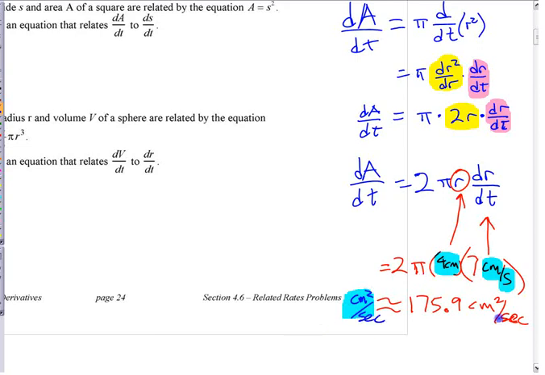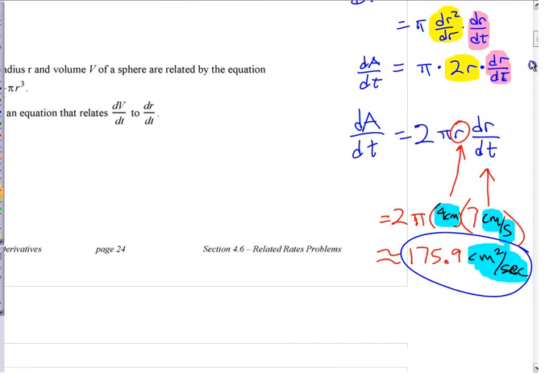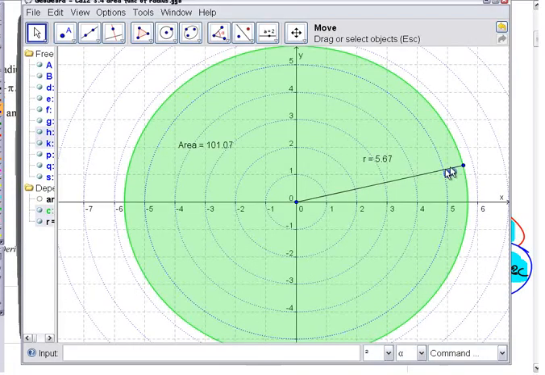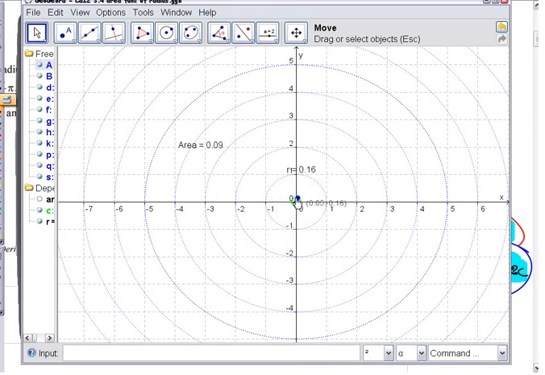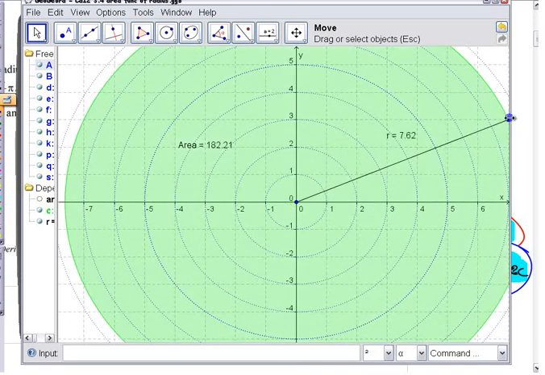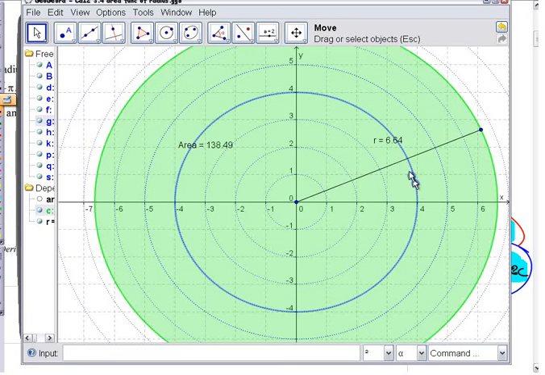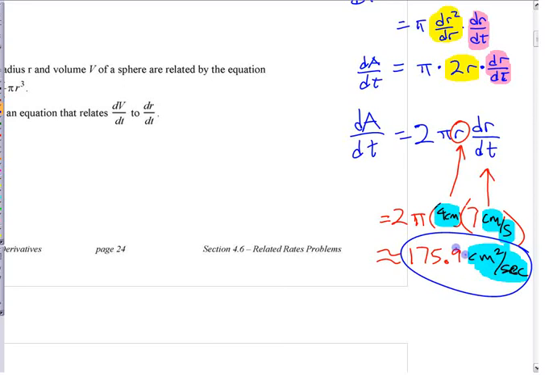Those units should work out, so I don't need to write it over there. I have it over here. That's telling you that you're gaining, at the instant that I pass by here, if I'm increasing this at 7 centimeters per second, the instant the radius is 4, at that instant you're gaining 175.9 square centimeters every second. That's the speed. It's not a speedometer, it'd be like an areaometer. That's how fast you'd be gaining area at that instant.